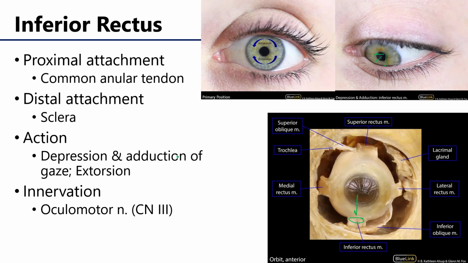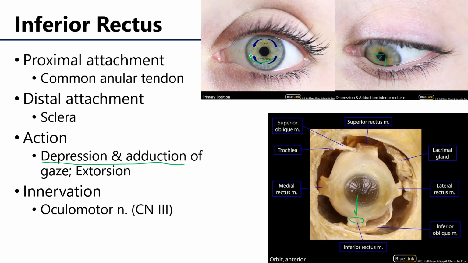So depression and adduction of gaze is one of the actions of inferior rectus muscle. Extorsion, so the lateral movement or rotation of the eye, is another of its actions. So depression and adduction of gaze and extorsion.